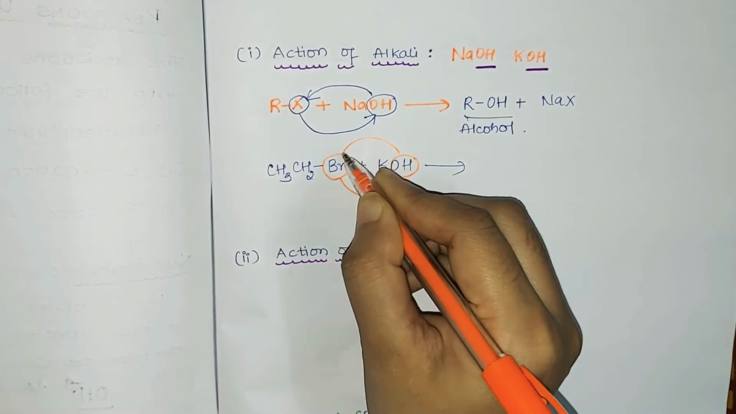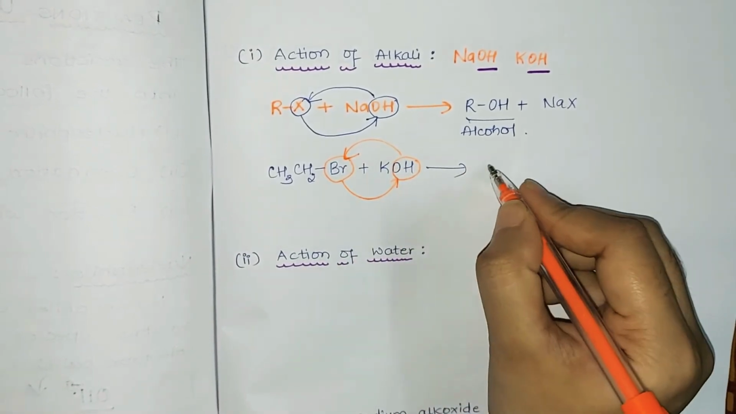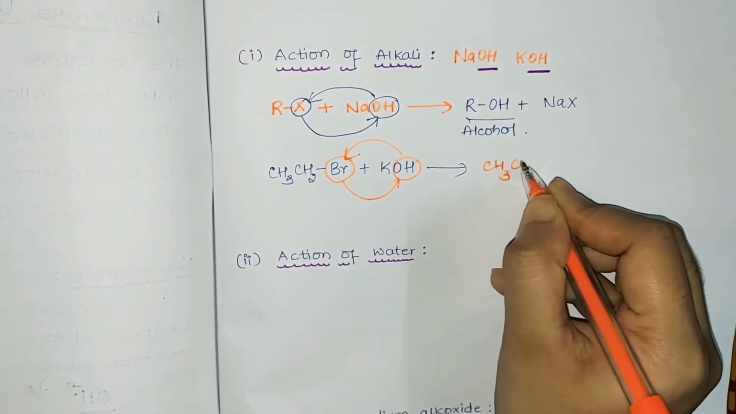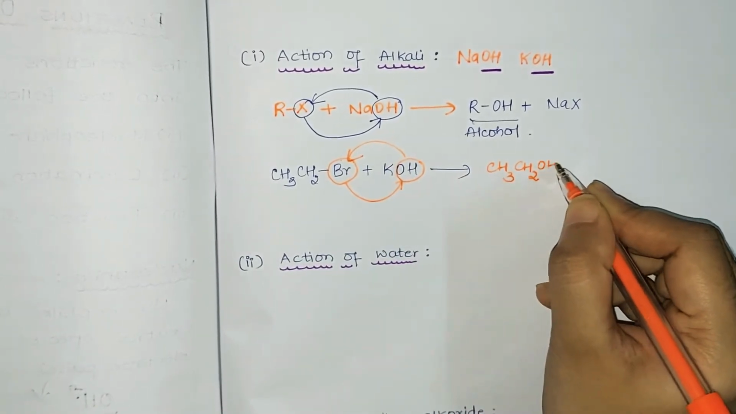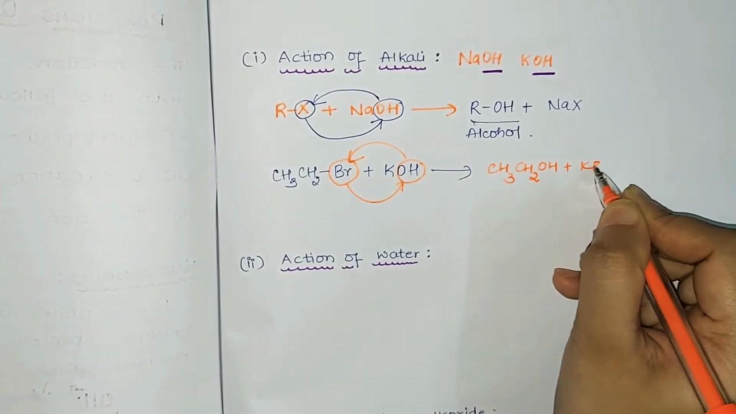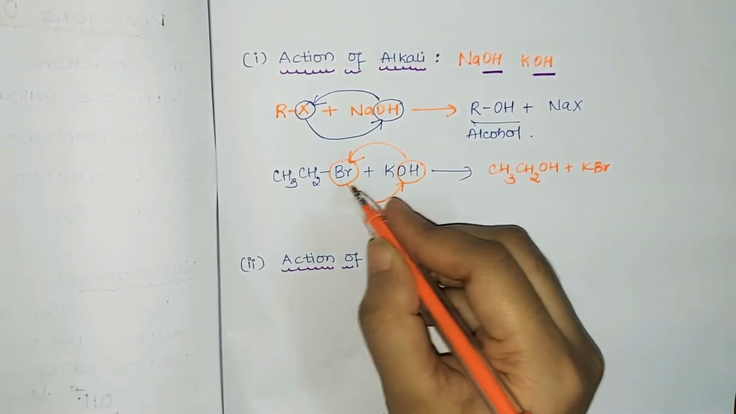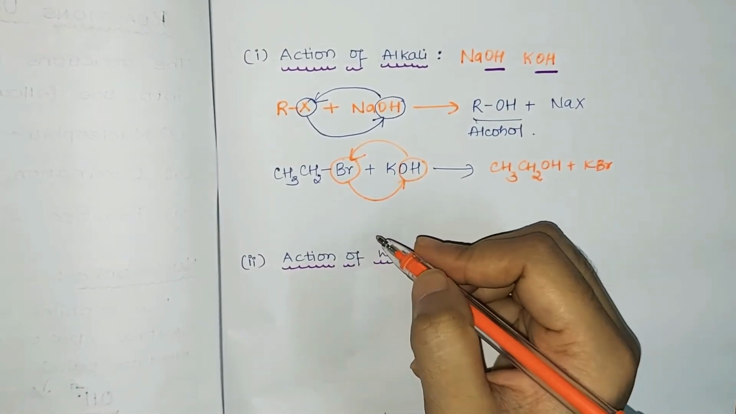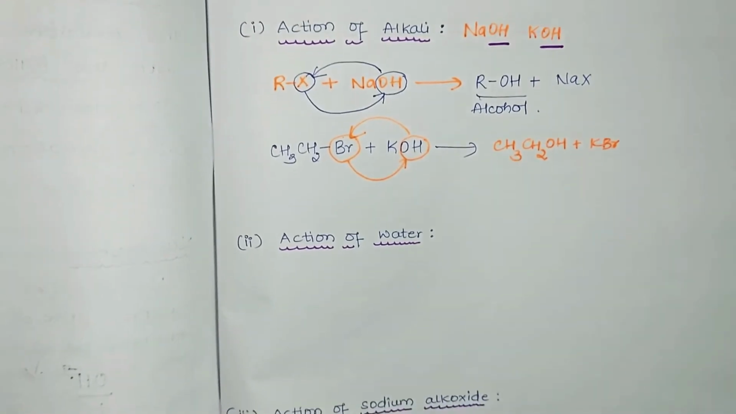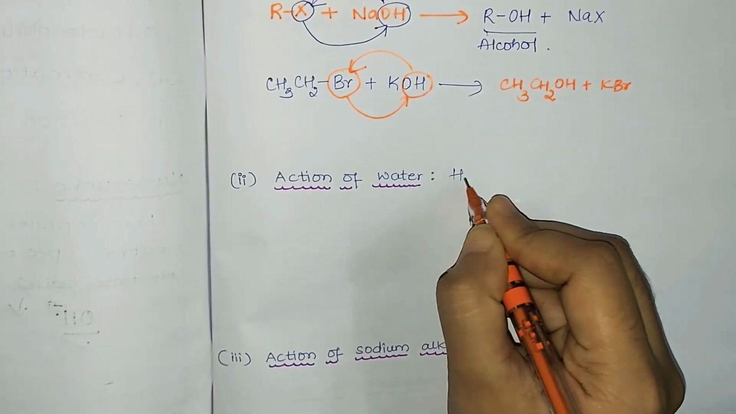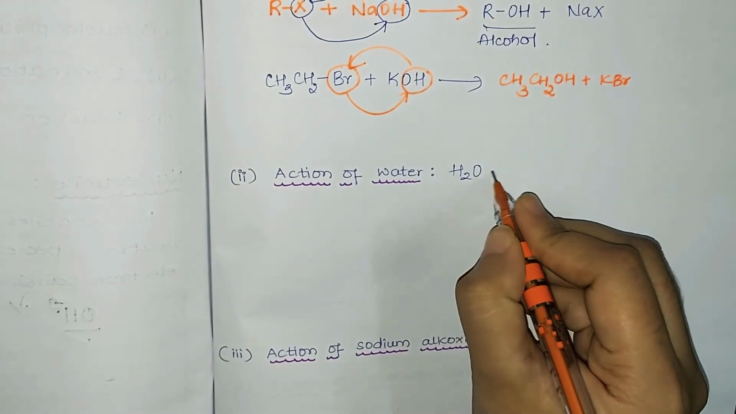So the product obtained here will be CH3CH2OH, plus, instead of OH, what goes here? Br. So what do we get here? Potassium bromide. So this is our reaction. The main product obtained was alcohol. Next is action of water. The formula for water is H2O. We also call this reaction a hydrolysis reaction.